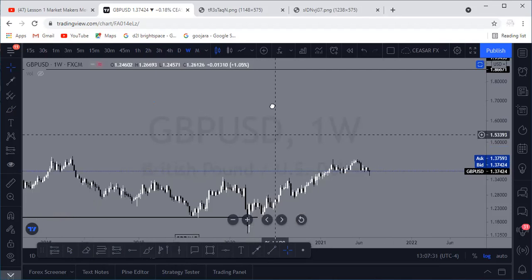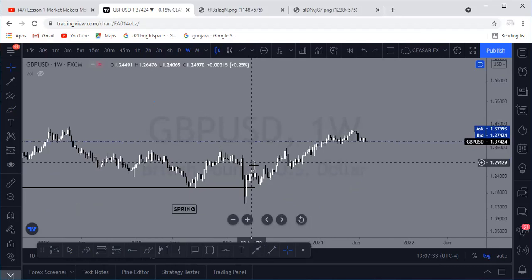Okay, so now you can see that if I check here, there was this order block here, this one. As you can see, it's here according to the weekly time frame, this order block here.